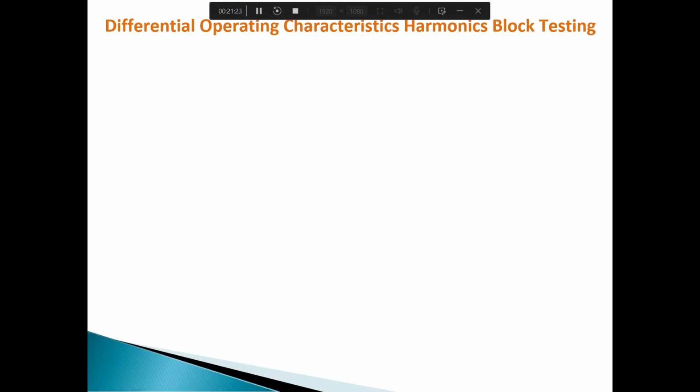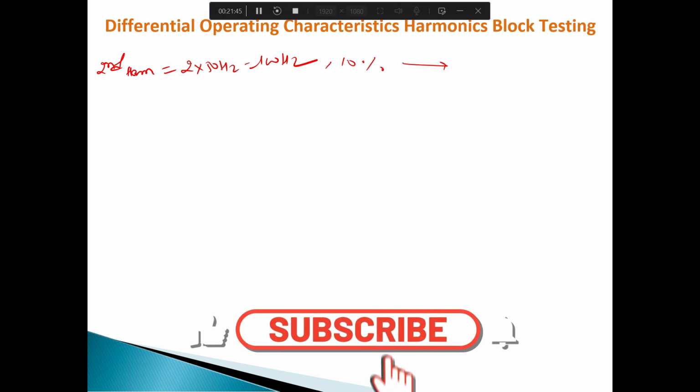For the second harmonics, what is second harmonics? Basically, second harmonics means the frequency at the second multiple of 50 hertz. That means 100 hertz signals. So you have one signal which is 100 hertz, and if the content of this signal is more than 10% of the total load current, then the relay will issue a block command.